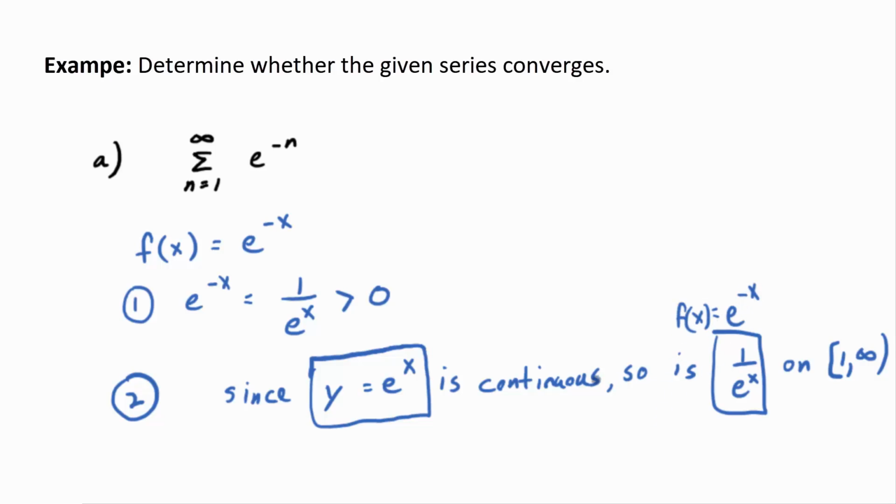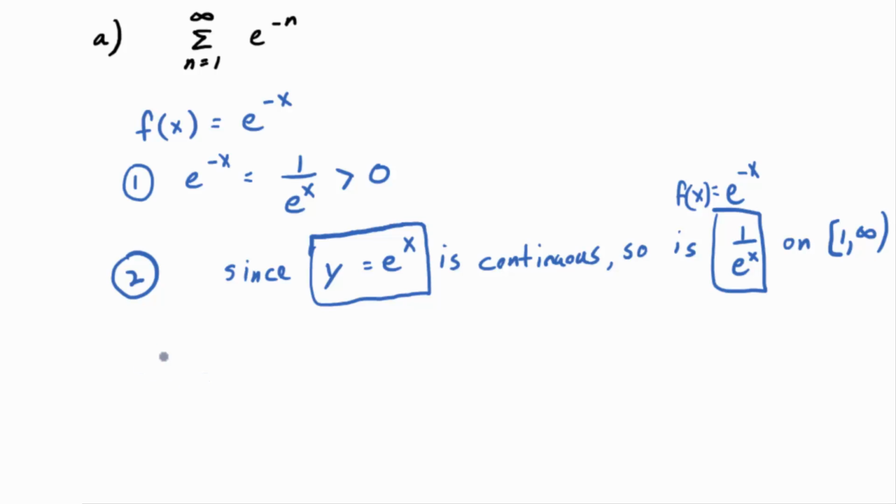I'm saying if y equals e to the x is continuous on 1 to infinity, so is its reciprocal, 1 over e to the x. You're not going to have a problem with the reciprocal function being continuous on the relevant domain if the original function is continuous. So no, I did that on purpose. Positive, continuous, decreasing.